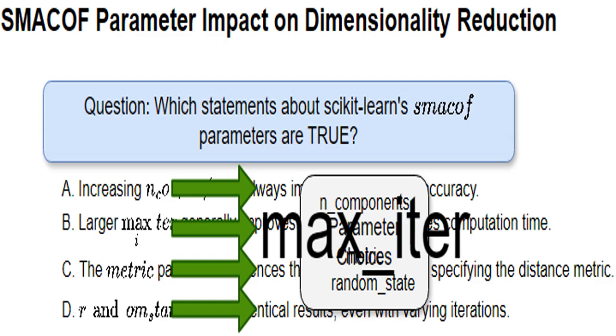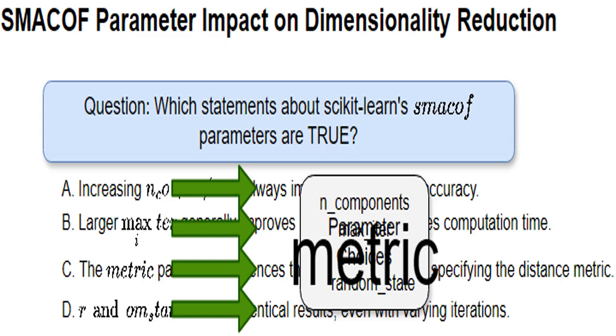This one controls the maximum number of iterations of the algorithm. More iterations mean a more refined output, at the expense of computation time. This parameter specifies the distance metric used to compare points. Choices such as Euclidean or Manhattan distance can significantly impact results.